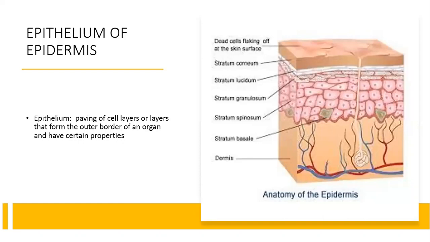If we look at the anatomy of the epidermis, from the top, if you look at the illustration on the right, we will see dead cells flaking off at the skin surface. That is the stratum corneum. Below that, we get the stratum lucidum. Lucid means transparent. Below that, the stratum granulosum, and then the stratum spinosum. Then the stratum basale. And below the stratum basale, the epidermis starts.